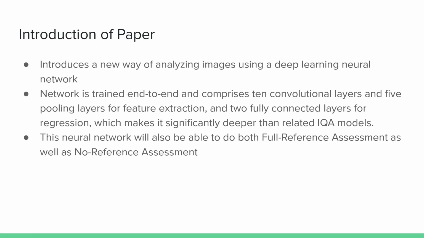To make this neural network like a person's visual cortex, it is comprised of 10 convolutional layers and 5 pooling layers for feature extraction and 2 fully connected layers for regression. I'll now be going into the framework of the two models that the paper has used and will be explaining everything within them.